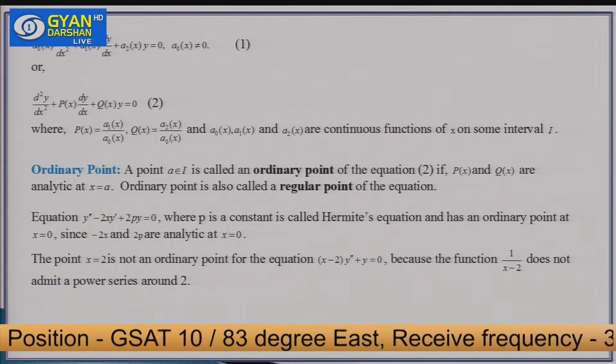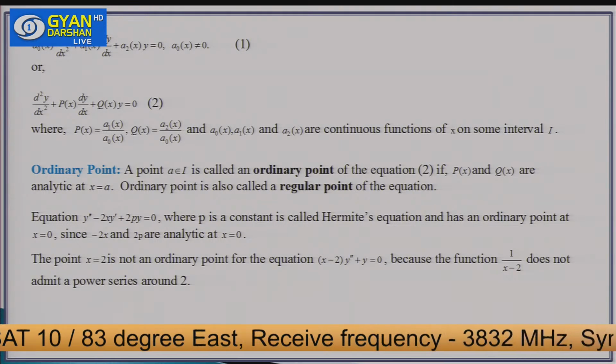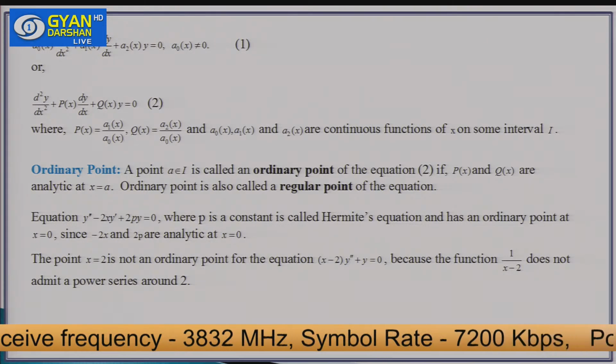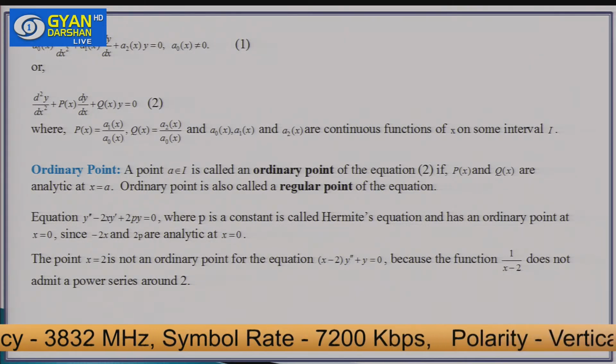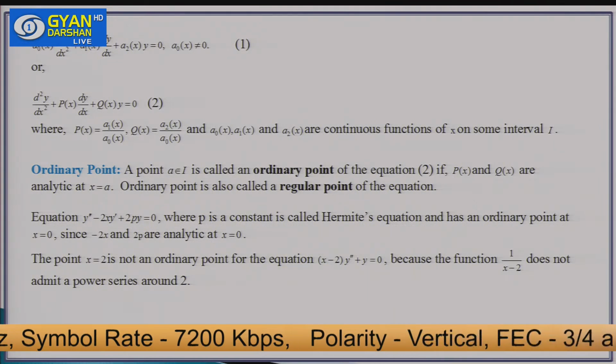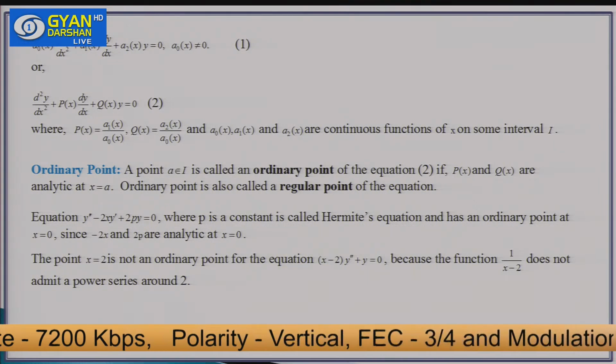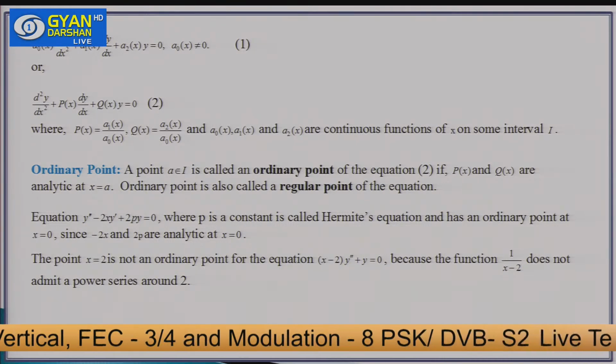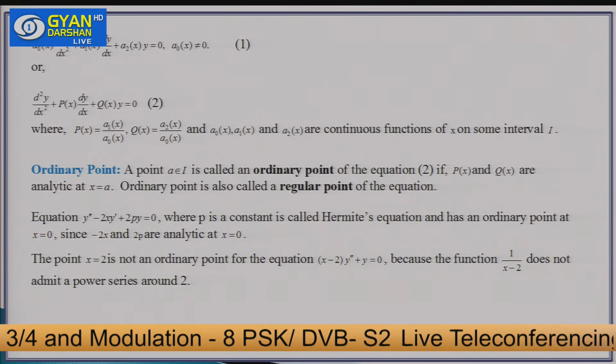Okay, so when we define an ordinary point of a differential equation, the coefficients p(x) and q(x) are analytic. If these two functions are analytic at the point x equal to a, then we say that this point is an ordinary point for this differential equation. An ordinary point is also called a regular point of a differential equation.